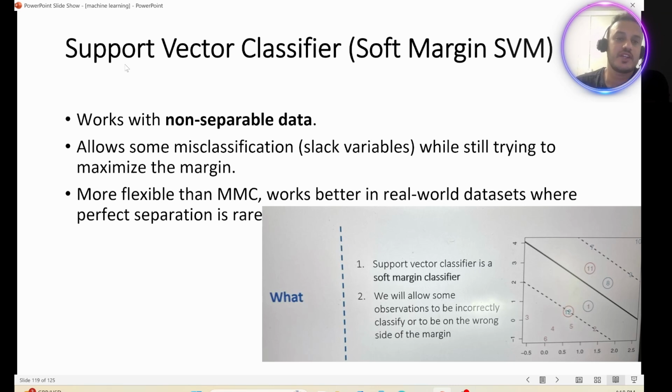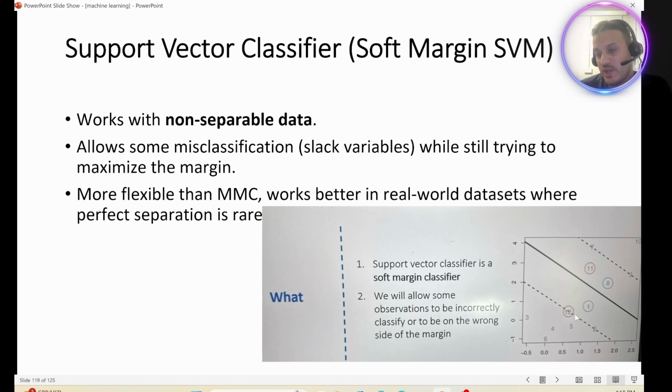And we have the support vector classifier, the second method. This works with non-separable data. This method is also called a soft margin classifier. We will allow some observations to be incorrectly classified or to be on the wrong side of the margin.